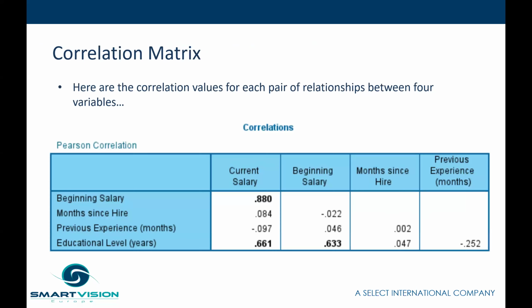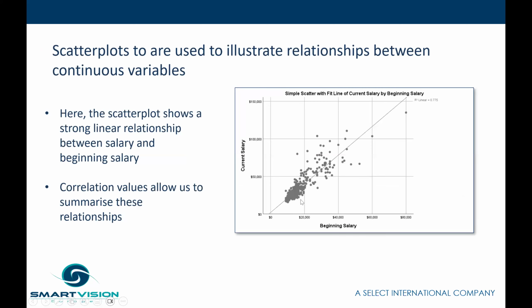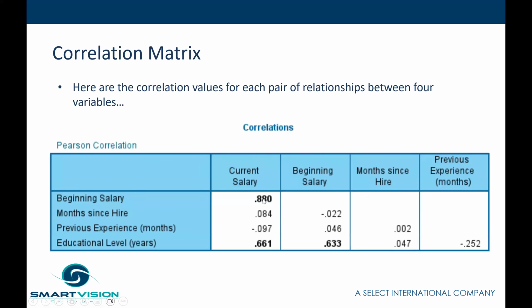Okay. So when we ask SPSS to calculate correlations for us and it gives us values, it's showing us strong correlations and weak correlations. Here, most of these are positive correlations, saying the strongest correlation here is between beginning salary and current salary, which was this relationship here. See that? That's that really strong relationship there. That comes out as 0.88. There is a reasonably strong relationship between education level in years and current salary.